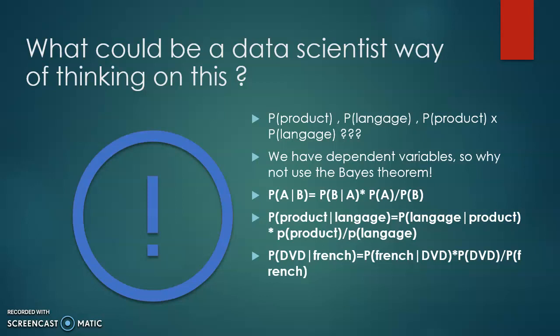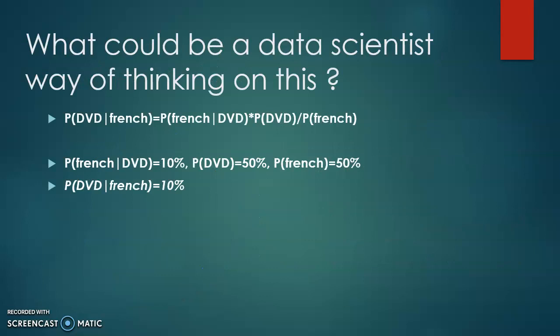So, in other words, what could be the data scientist way of thinking about this? We have a product, we have a language, and we have product times language. We have dependent variables, so why not use the Bayes theorem that we already saw? The Bayes theorem, as we see here, would give the direct answer to the question. So if we ask how many products of DVD type we have in the French language, we obtain only 10%, and this is the right answer. So this is exactly the data scientist way of thinking about this.